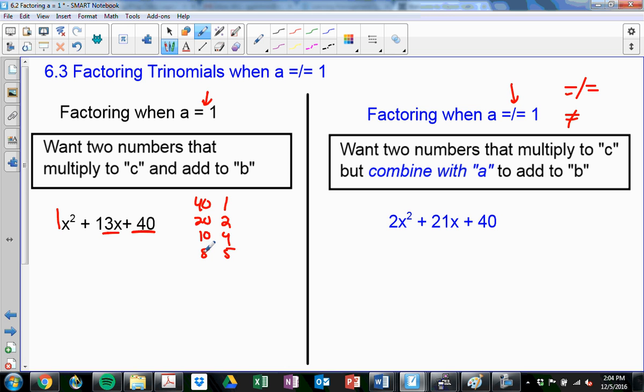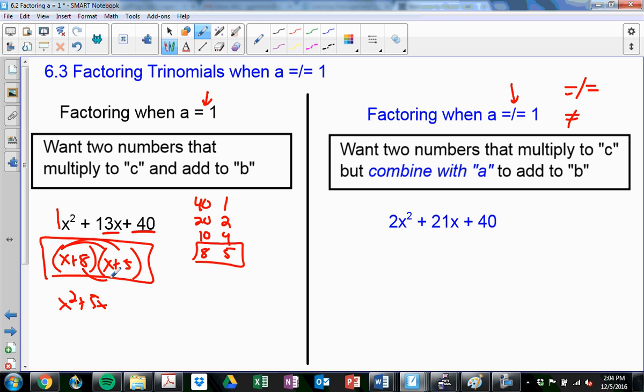Well, the pair that adds up to 13 is this. So it becomes x plus 8, x plus 5. That's how that factors. And if you wanted to check, you could redistribute all this. There's x squared, there's 5x, there's 8x, there's 40. You get x squared plus 13x plus 40. That's how I check my factoring.